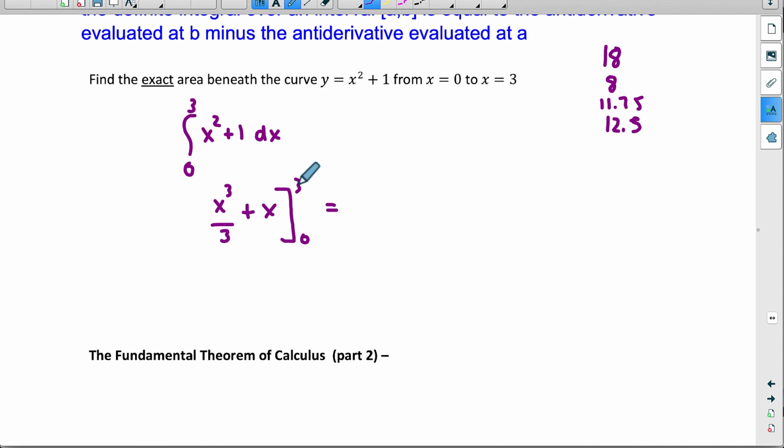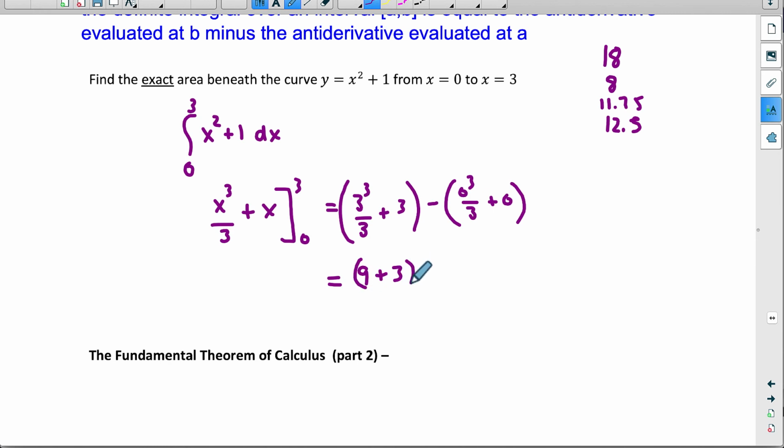So for the upper bound, if we put 3 in here, you get 3 cubed divided by 3 plus 3. Put all that in brackets. Minus the lower bound 0: 0 cubed divided by 3, plus 0. Figure this out: 3 cubed is 27, divided by 3 is 9, plus 3, minus 0 cubed is 0, divided by 3 is 0, plus 0. The answer is 12.